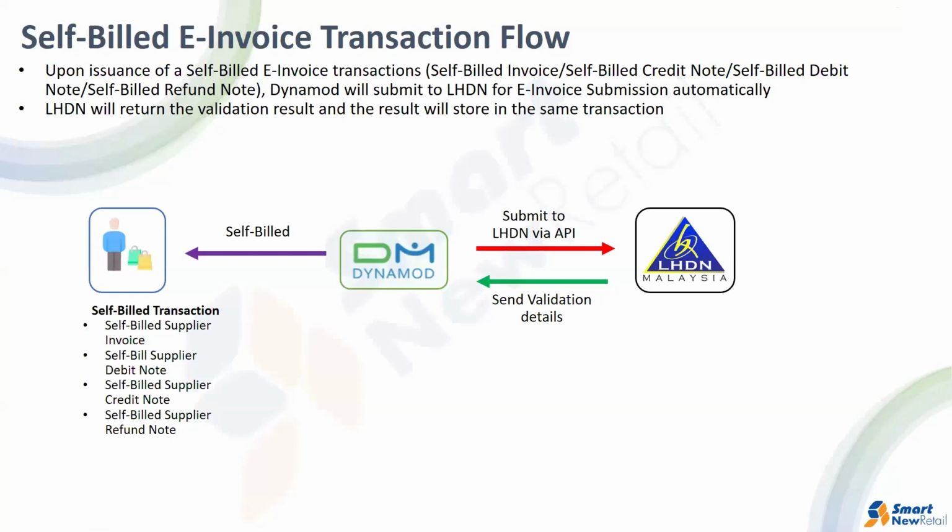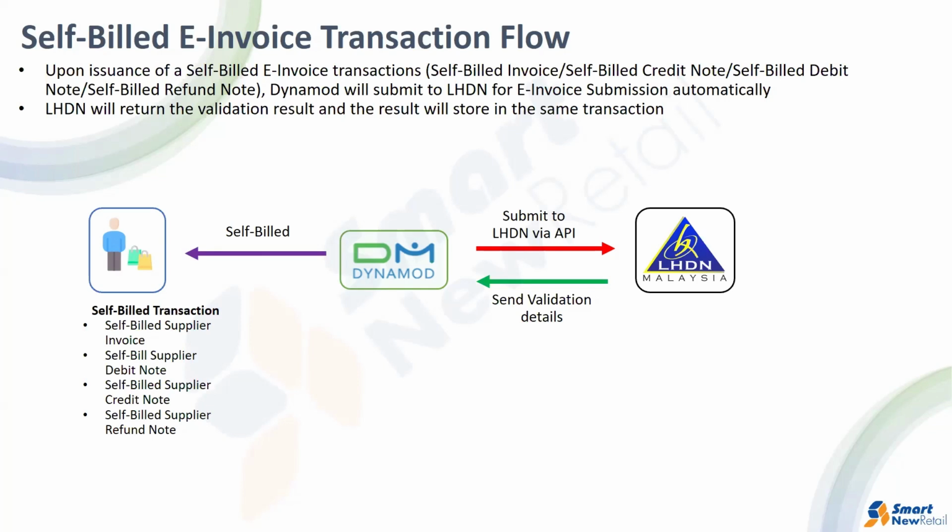Okay. Self-bill invoice transaction flow. So once we issue out the self-bill invoice, the system will help submit to LHDN for the e-invoice submission. Once validated, it will store the transaction.